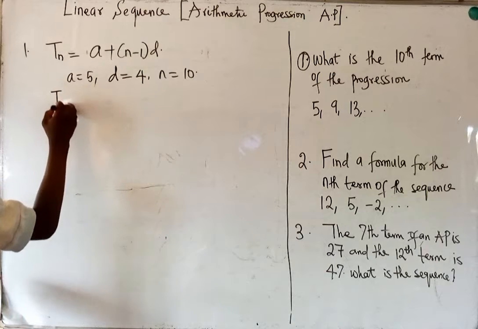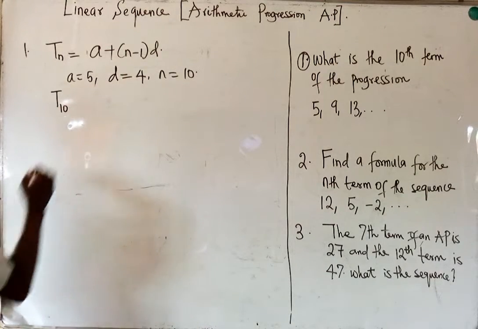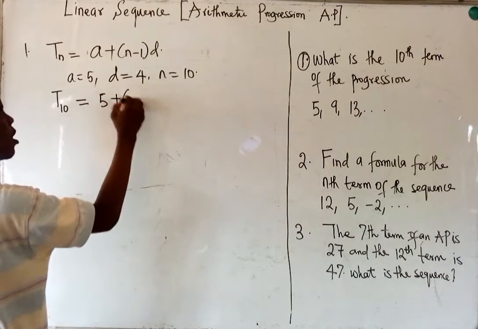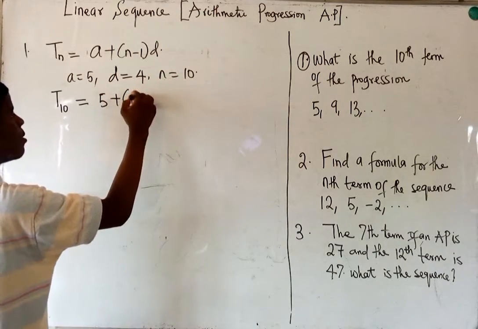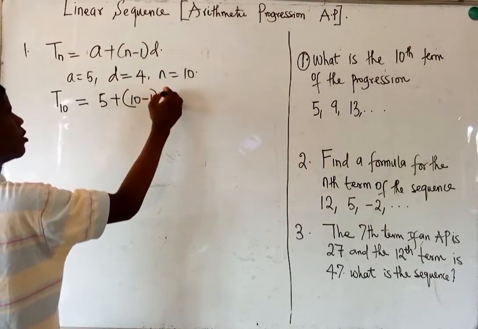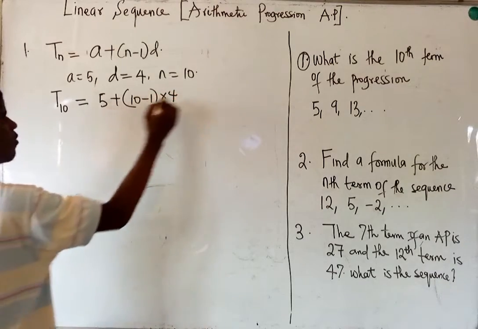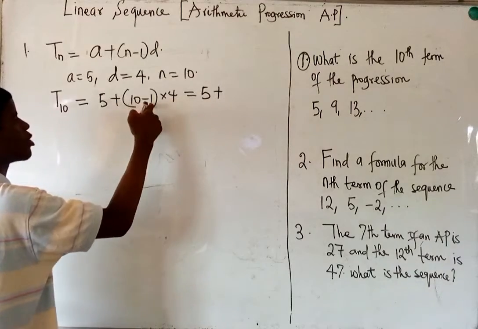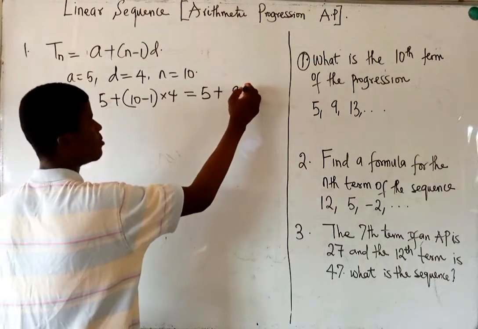So the 10th term, that's T subscript 10, is equal to A is 5 plus n is 10 minus 1, D is 4. And this is equivalent to 5 plus 10 minus 1 is 9. That's 9 times 4.